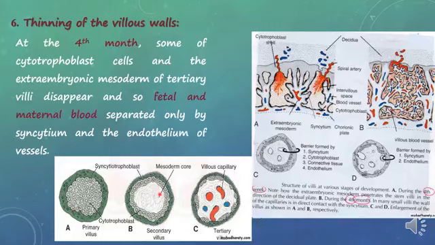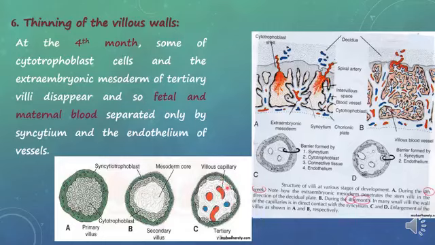If we look at the secondary villus, this is the mesoderm core, and this is the cytotrophoblast, surrounded by syncytium. Here in the tertiary villi, you can see some of the cytotrophoblast. This is the cytotrophoblast, and the extra-embryonic mesoderm, this is the connective tissue, disappear.